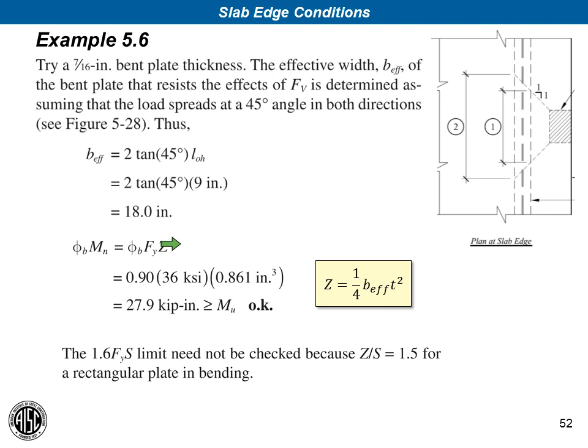And we're going to compute the plastic bending moment capacity of 0.9 times Fy of 36 times Z is 0.861 inches cubed, and again 27.9 kip inches, and that's greater than the demand of 22.7 kip inches. And just for reference, the plastic moment capacity is 1/4 times the effective width that we compute here, 18 inches, times the thickness squared.